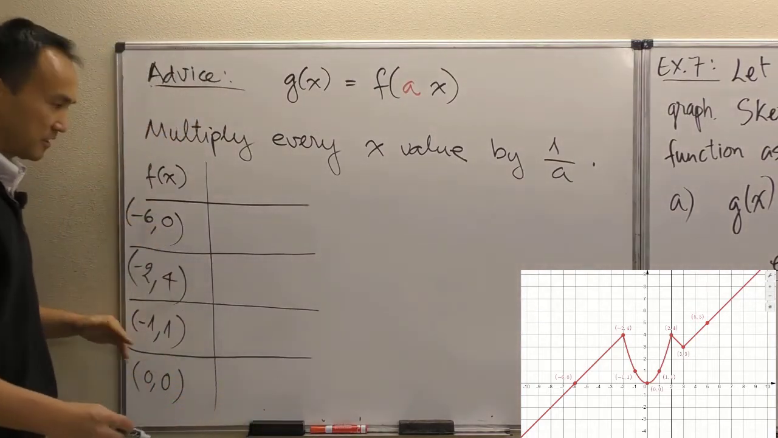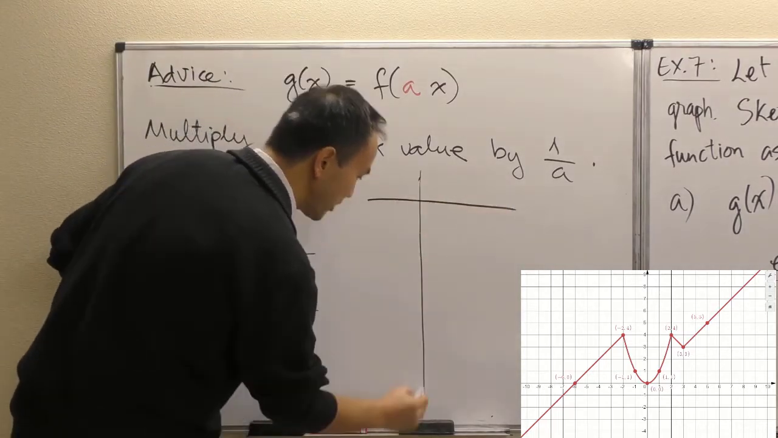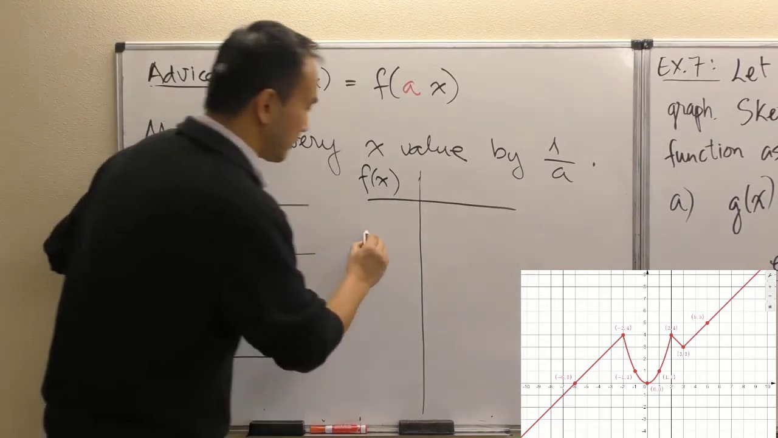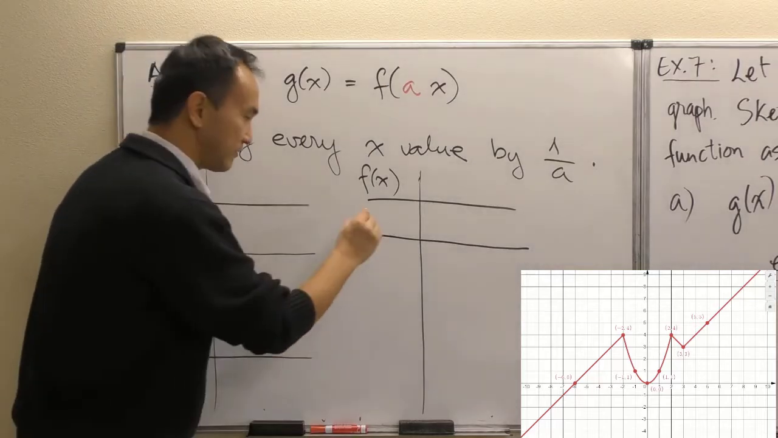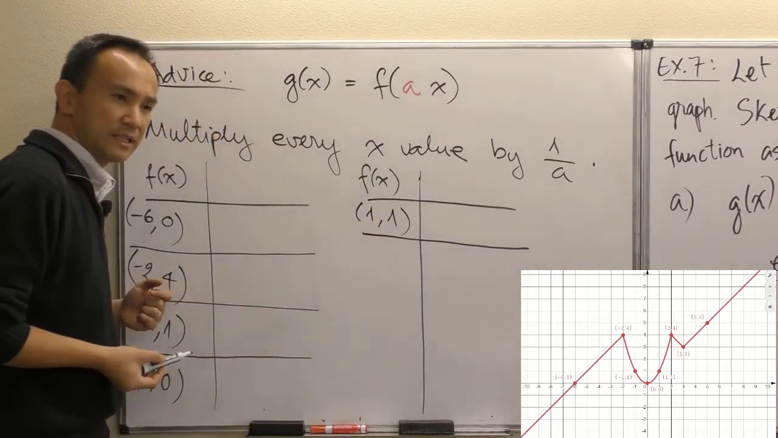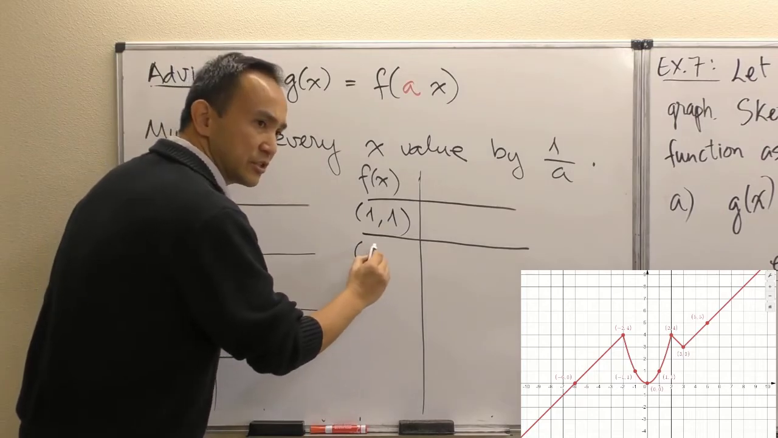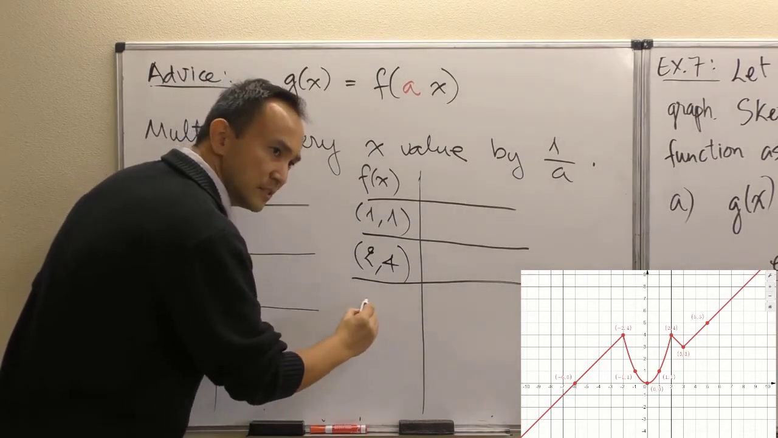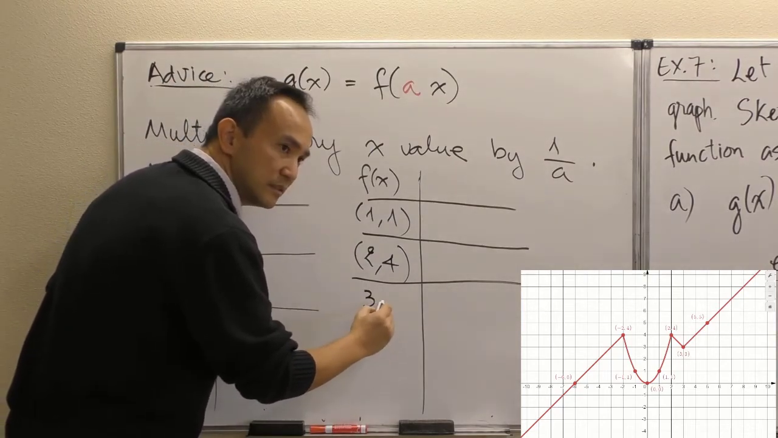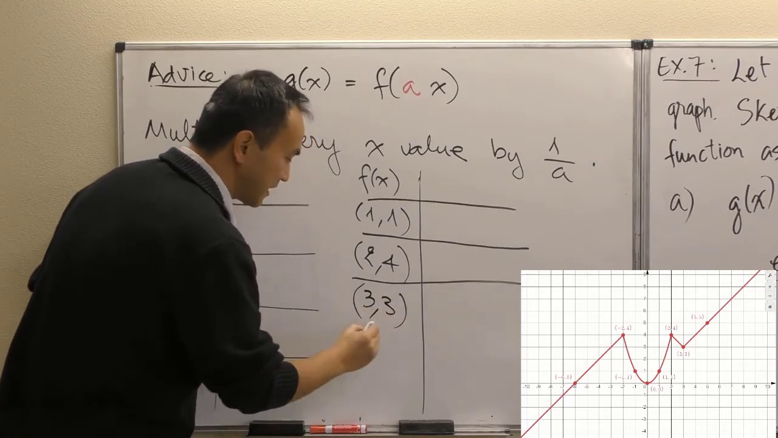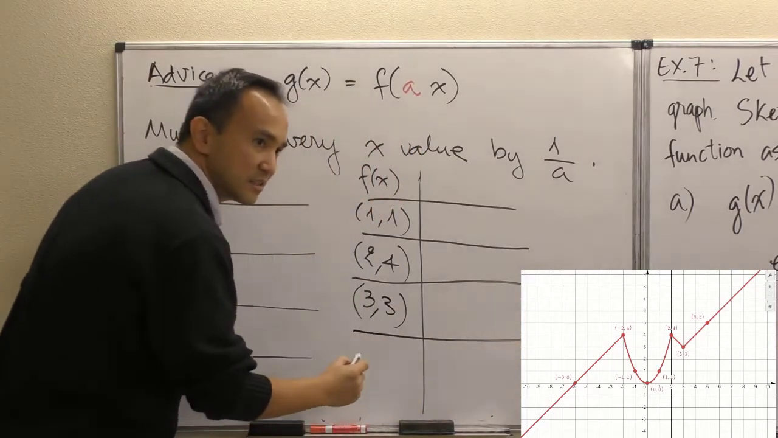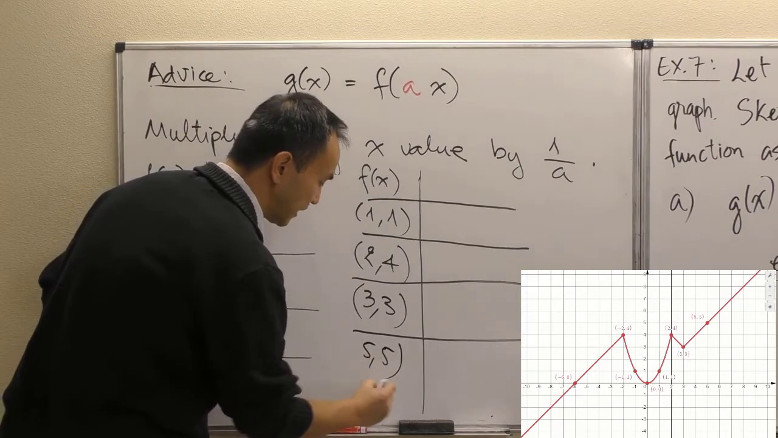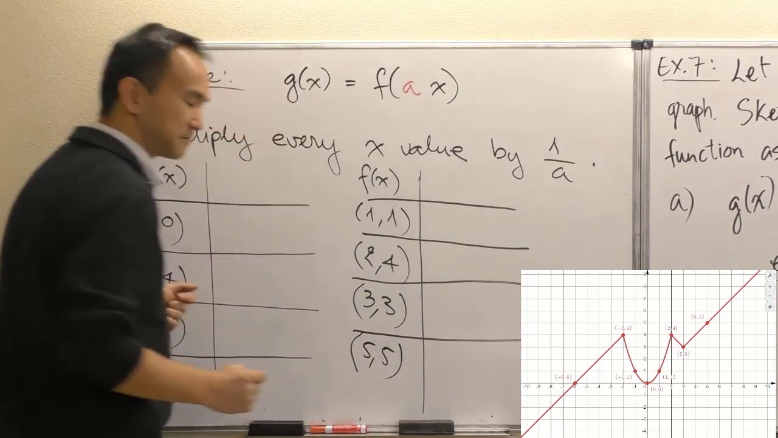Now I'm running out of space in my table, so I'm going to have to draw a continuation of my table. It's still the f of x column here, being continued from this column. The next point over, I have 1, 1. The next point over, I have 2, 4. The next point over, I have 3, 3. And the next point over, I have 5, 5. All right, 5, 5.